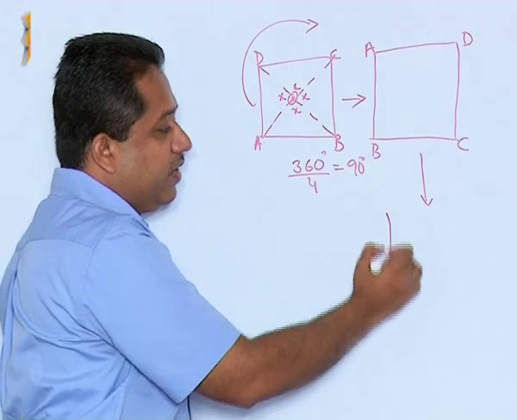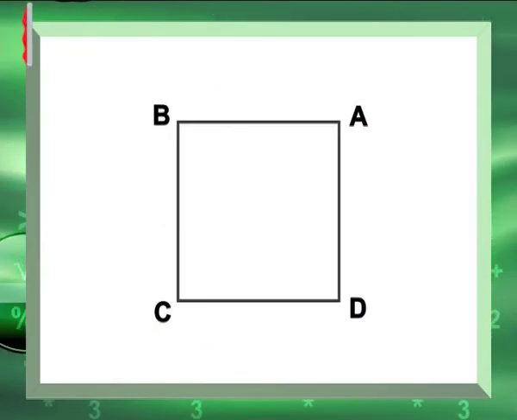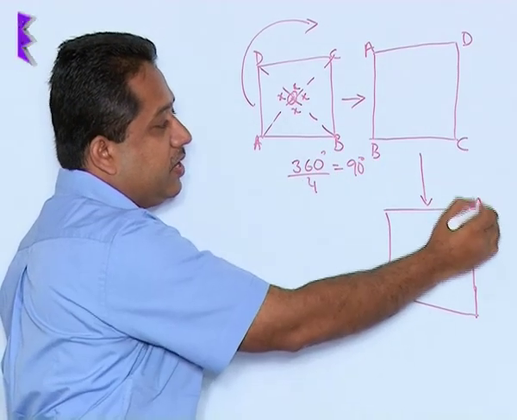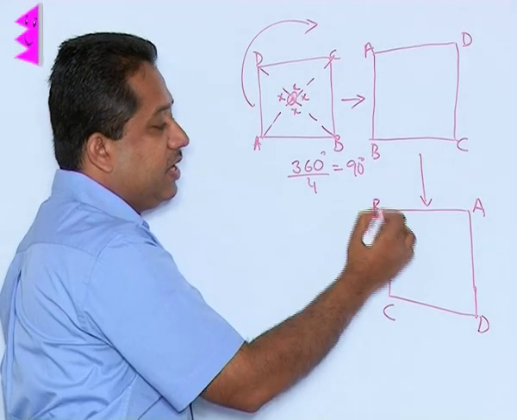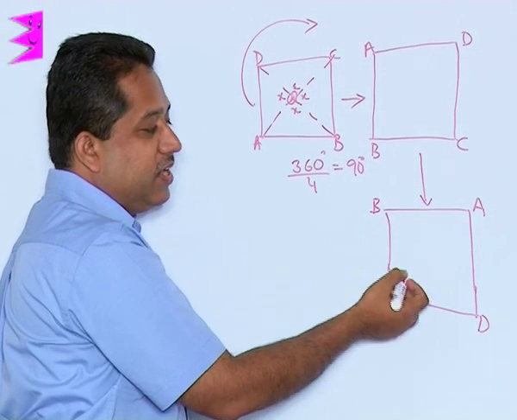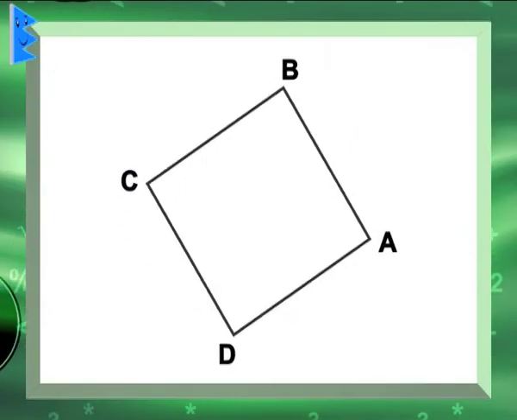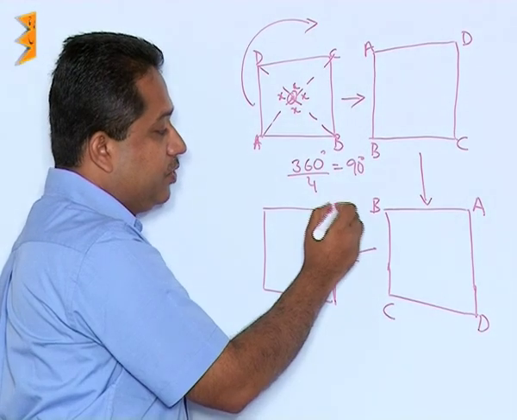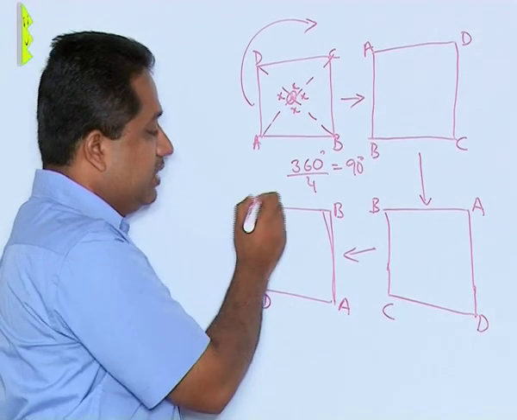Now further, if I give this square a 90-degree rotation, then what happens is that again the position is going to change. A vertex will come here, D will shift down, C will shift here, and B will shift here. Again we find an identical square, but the vertex has changed. We can also rotate it by a further 90 degrees. We will find now that B will be shifted here, A will shift downwards, D will come here, and C will come here.